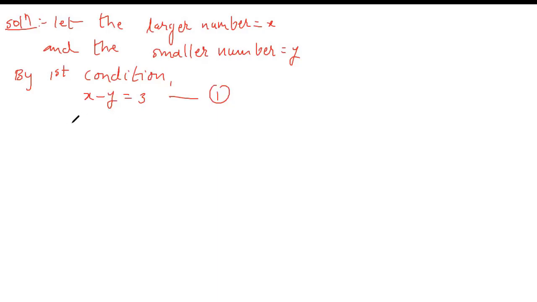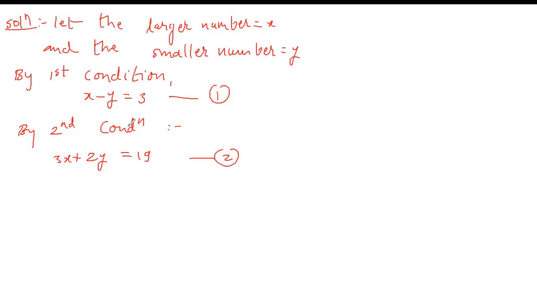Now, as per the second condition, you can see the sum of twice the smaller number, twice y, and thrice the greater number, thrice x, is given as 19, so 3x plus 2y equals 19. Let's call this equation 2.